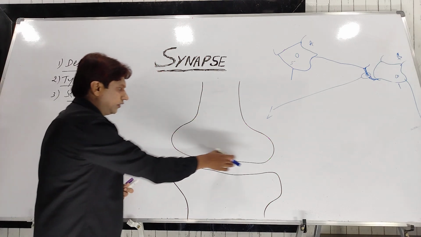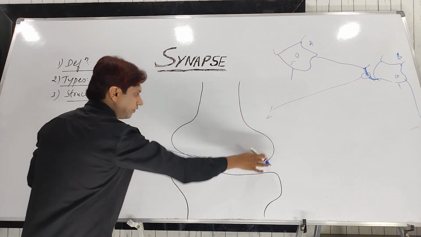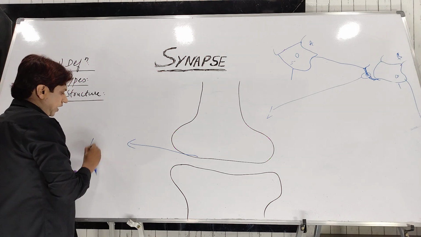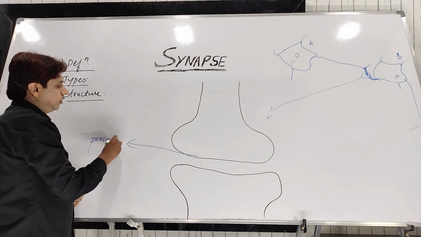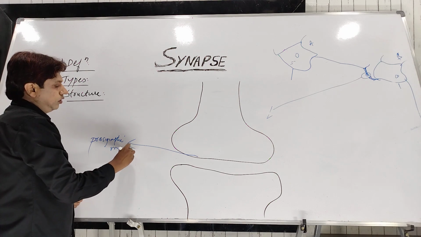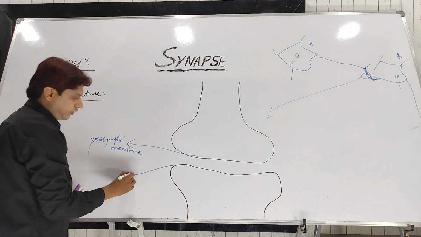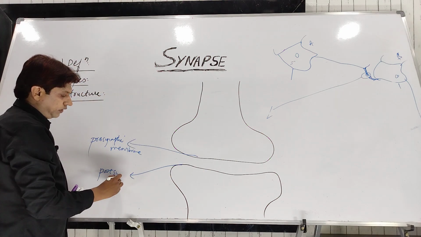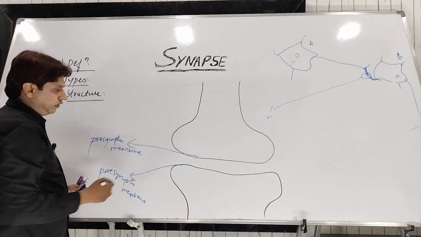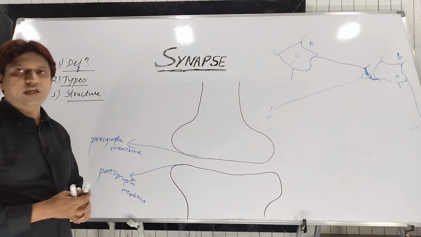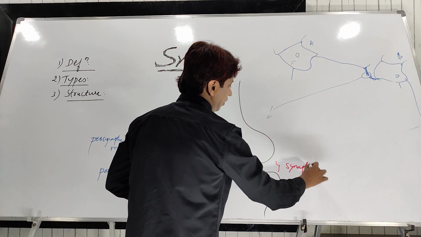This membrane is known as the presynaptic membrane. At the junction, the neuronal cell membrane of the presynaptic neuron is known as the presynaptic membrane. And the membrane which is communicating with the other neuron is known as the postsynaptic membrane. The space between the presynaptic and postsynaptic membrane is known as the synaptic cleft.